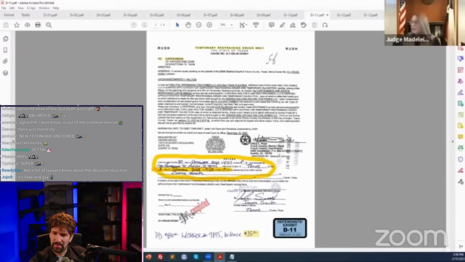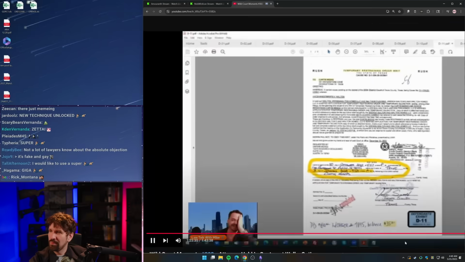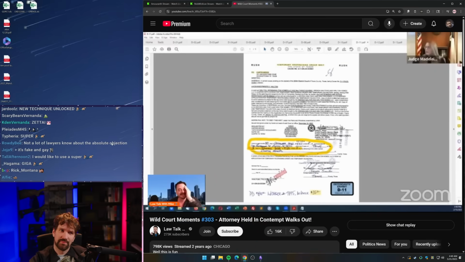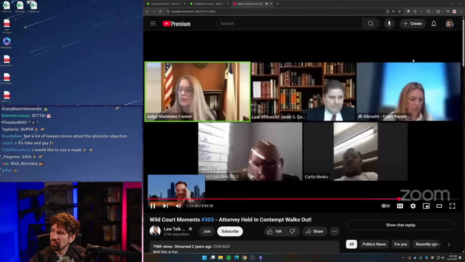That's the dumbest crap I've ever heard. That's an absolute objection. Oh, she may have an affidavit of truth that she can file in support of her absolute objection. Overruled. D11 is admitted.